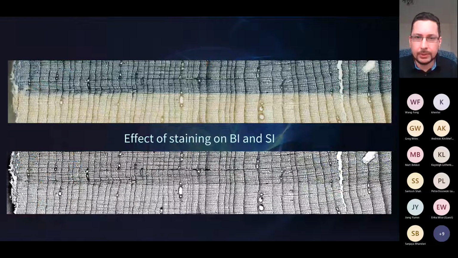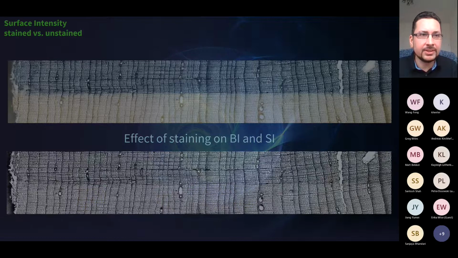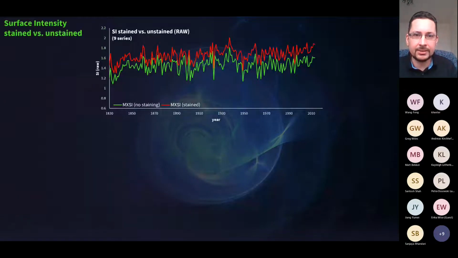So I just wanted to look at some experiments that we did with staining, both in relation to blue intensity and surface intensity. As I mentioned, for us this was an early way to try to improve the contrast of the images, to differentiate the cell wall and the lumina. We wanted to see whether staining the sample affects the data that we're producing. So looking at surface intensity data, a stained and unstained subset, the same samples, just different parts of the sample, one part stained, one part unstained.